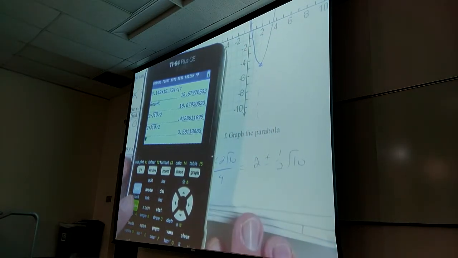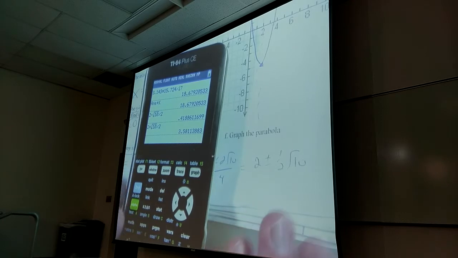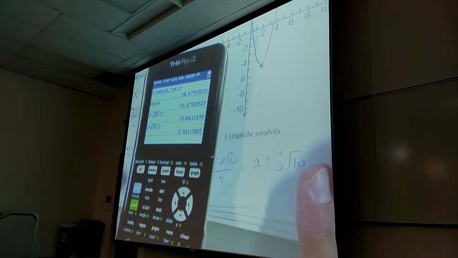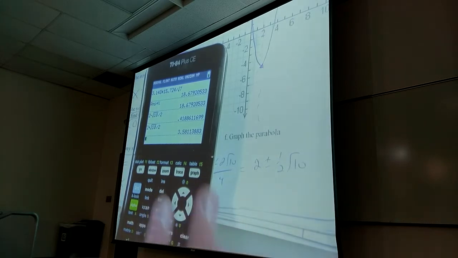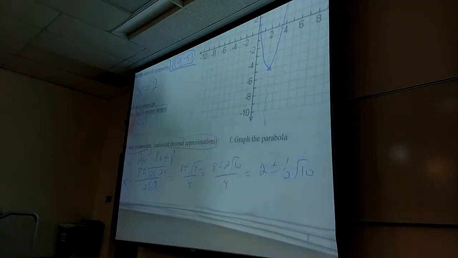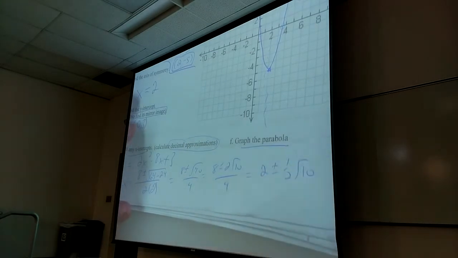Do you guys all see that? Is that decent? I'm going to take that as a yes. Pleasure. You guys would like to talk to me. Okay. And we already graphed the parabola, so that's a little late.